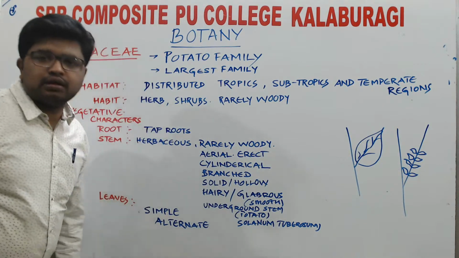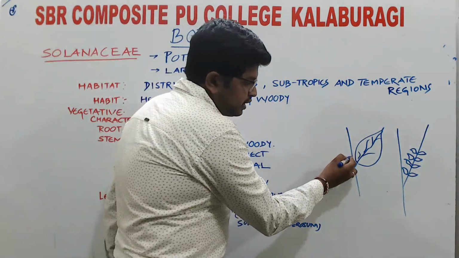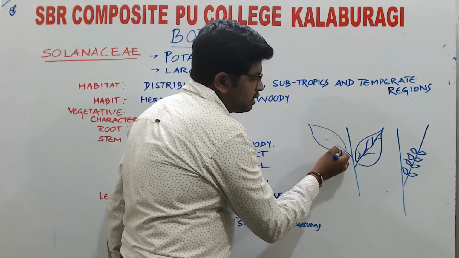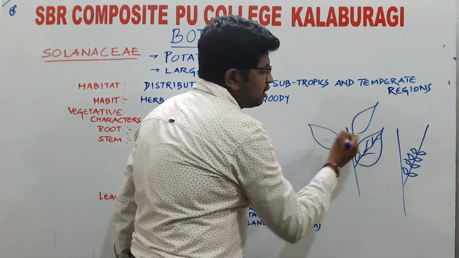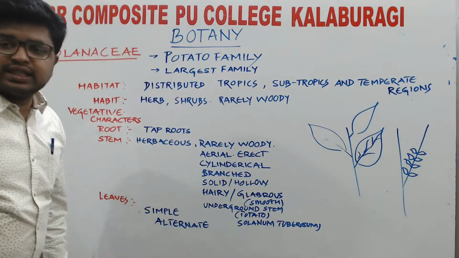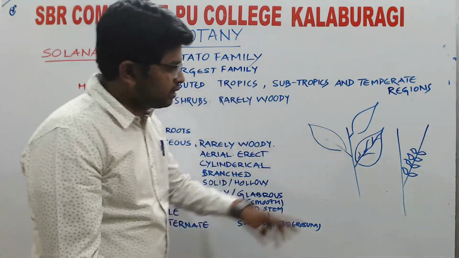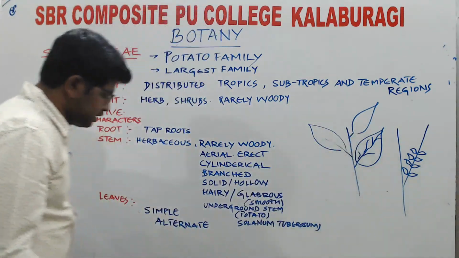What is alternate? One leaf is there. Now the second leaf is here. The third leaf will be here. Like this. This is the alternate pattern. They are alternate.